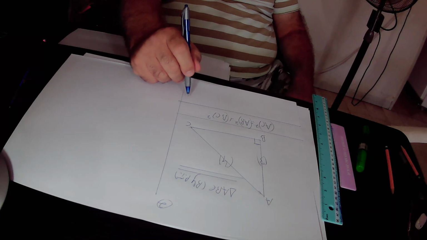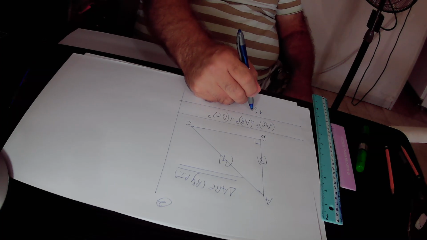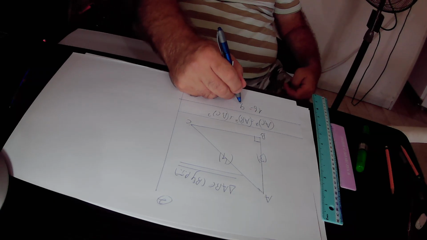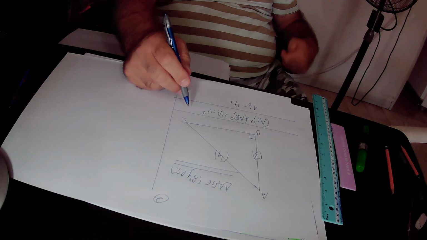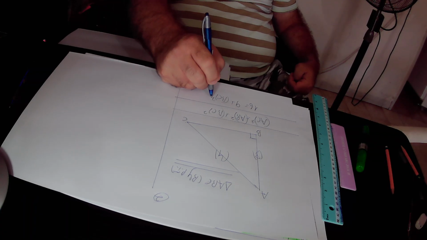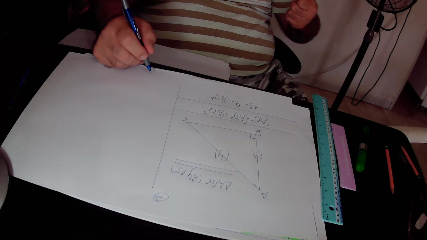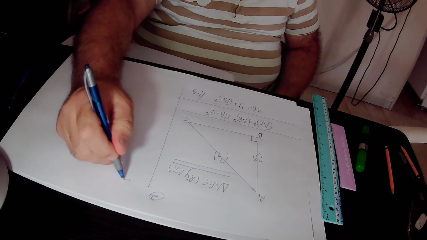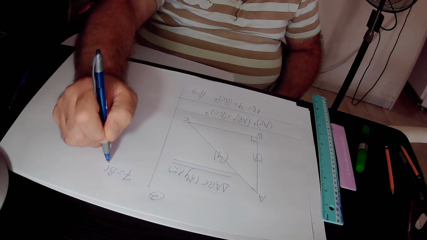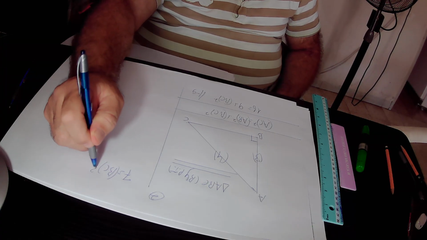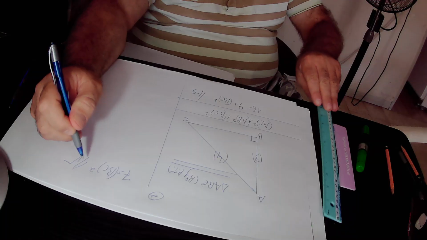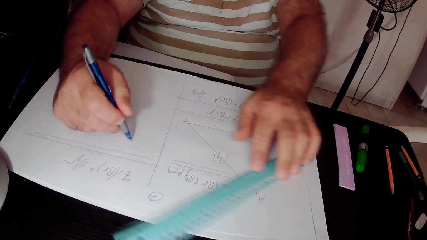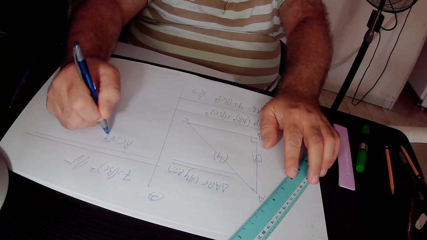AC is 4, therefore AC squared is 4 squared, that is 16, and it is equal to AB squared. AB is 3, therefore AB squared is 3 squared, that is 9, plus BC squared. BC is the missing side, so we leave it as it is. So in total, 16 equals 9 plus BC squared. Here we subtract 9 from this equation, and we get that 16 minus 9 is 7 equals BC squared. Here we take a root of this equation, and we get that the missing side BC is equal to the square root of 7 units in its length.